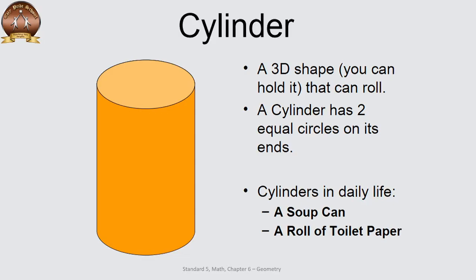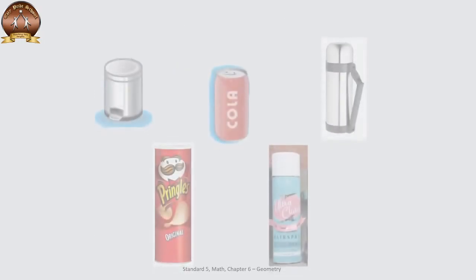A cylinder that you can see in daily life is your school bottle, a soup can, a roll of toilet paper, or even a glass, which is a cylindrical form. The glass that you drink water in, or your water bottle, as I told you, are cylinders in shape.